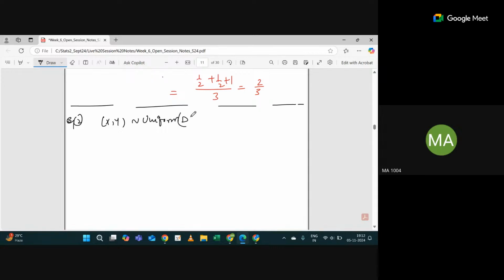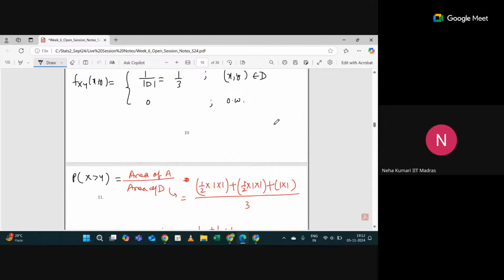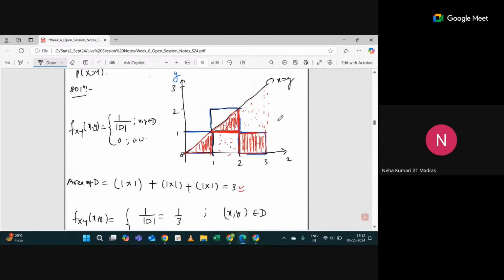Sir, could you please show that above part: the area of triangle, then the area of triangle, and then you took the area of the square. Okay, yes, sir. Got it. Okay. What if I ask x less than y?